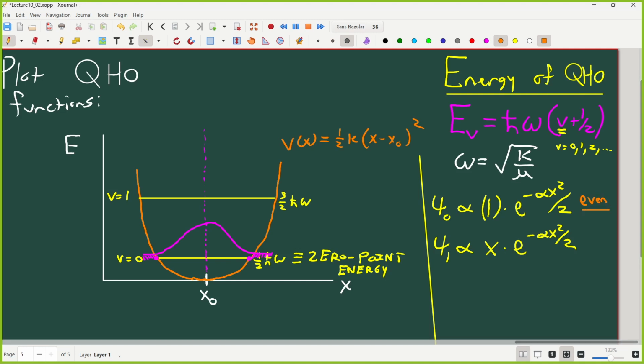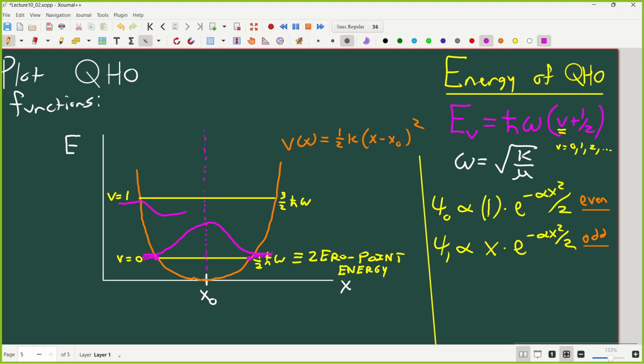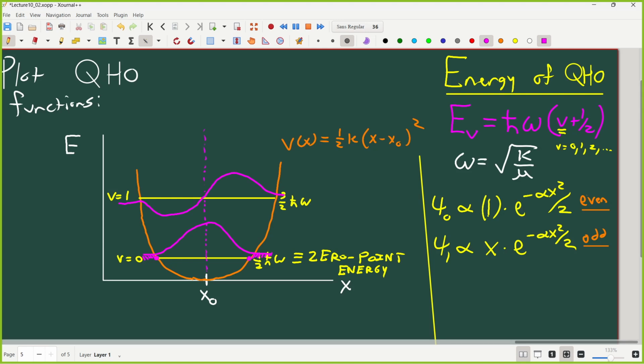Right? What about this function? Well, this is even, right? It's the same thing, but now we have this x. So when x is negative, or x is less than x naught in this case, you get a negative sign on the outside. So that means that the negative x's are inverted from the positive x's. You get a change of sign about x equals 0. So this is an odd function. It changes sign about the center. And it's going to be negative on the left side, positive on the right side. So the wave function for this will look something like this. Like that.